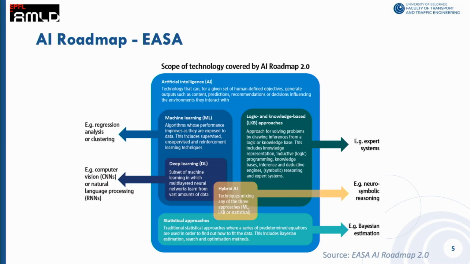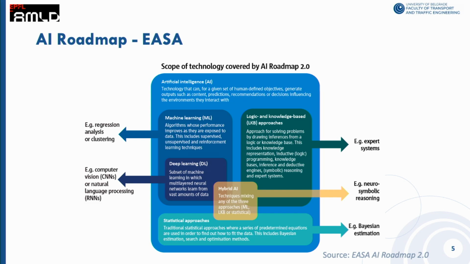Further regarding the AI roadmap of EASA, they also divided AI techniques and approaches into three categories. The first one is machine learning, which is also known as data-driven, and it is used for regression and clustering problems. We also have logic and knowledge-based approaches, which are used in some expert systems. And finally, we have hybrid AI systems, which are actually a combination of the previous two.